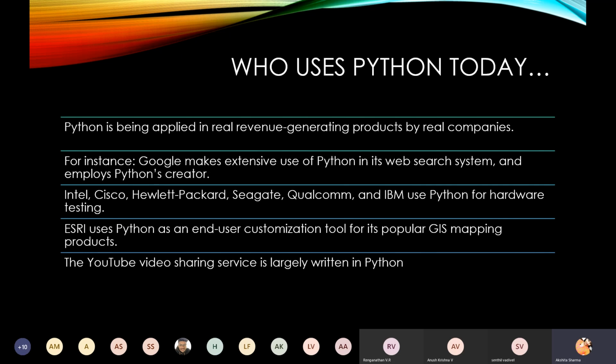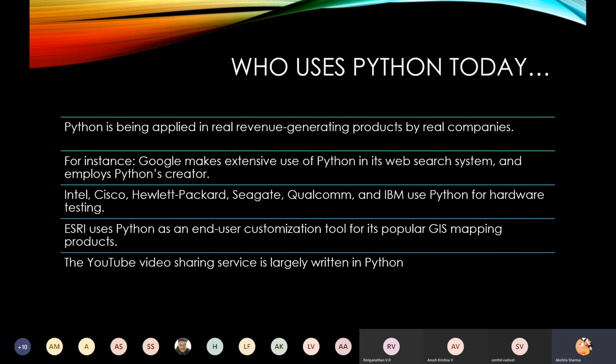So let's move on to who uses Python today. Python is being applied in real revenue-generating roles by real companies such as Google. It makes extensive use of Python in its web search systems and employs Python's creator. Intel, Cisco, Hewlett Packard, and so on use Python for hardware testing. ESRI uses Python as an end-user customization tool for its popular GIS mapping products, and the YouTube video sharing service is largely written in Python.